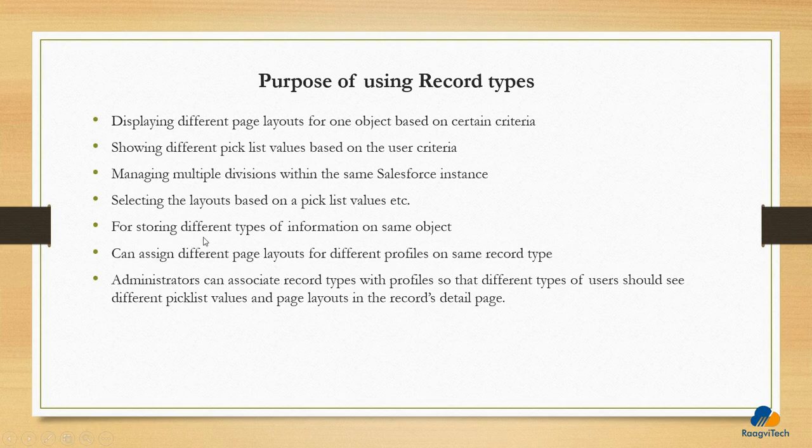Record types are used for storing the different types of information on the same object. It can assign different page layouts for different profiles on the same record type. And the administrators can associate record types with profiles so that different types of users should see different picklist values and the page layouts in the record details page.